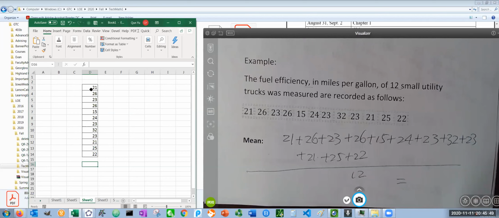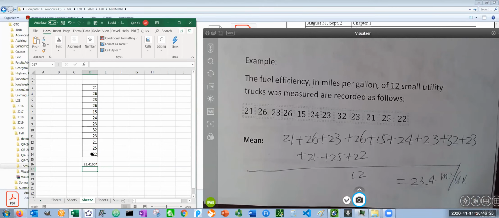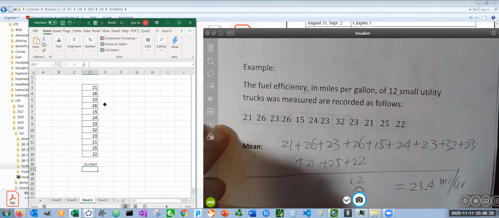So now these are 12 numbers. From number 3 to number 14: 14 minus 3, 11, plus 1, 12. Yeah, 12 numbers. Now we need the average. The function is called AVERAGE. Double click, and make sure the opening parenthesis shows up. Then I select the data, close the parenthesis. 23.4. Let's take just 1 decimal digit. 23.4 miles per gallon. That's the average fuel efficiency. So we get this done.